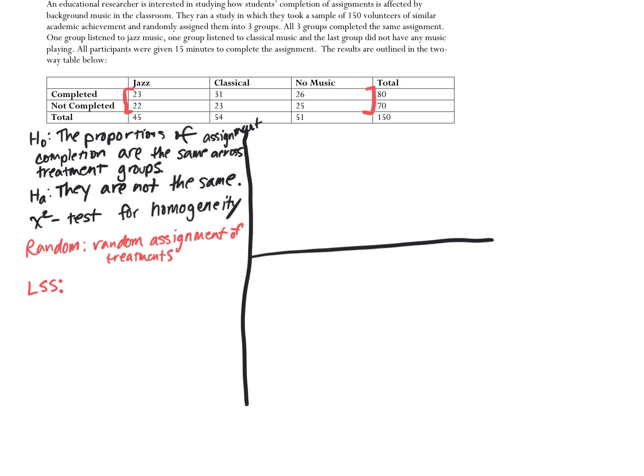So I'm going to put 23, 31, 26, 22. Does everybody have the matrix in your calculator? Again, I'm just picking the cells from the table.